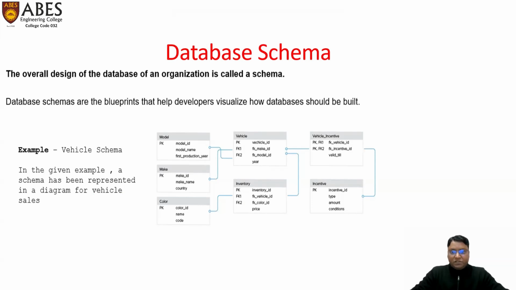In this example, as you can see, there is a vehicle schema where the details about the vehicle are represented in the form of a schema. We can visualize how the database should be built, like model has model ID, model name, first production year. These are the attributes. In vehicle, we have vehicle ID, vehicle model year, and a lot of things. So in this given example, a schema has been represented in a diagram for vehicle sales.